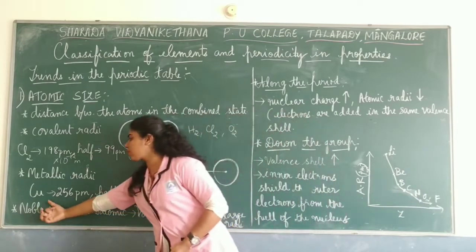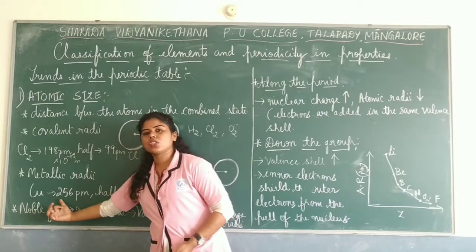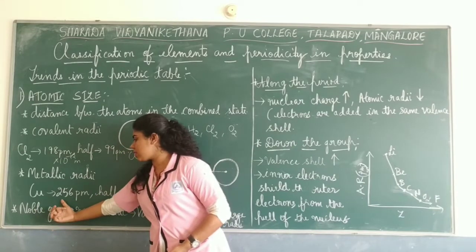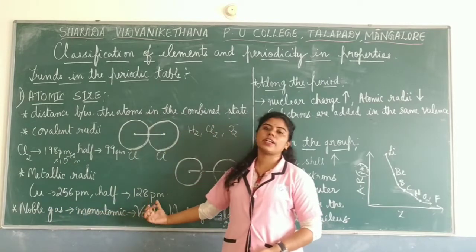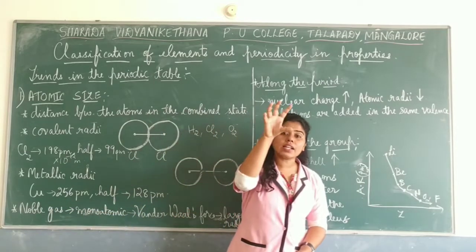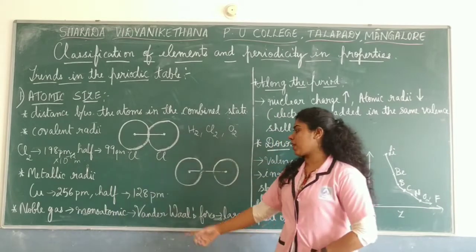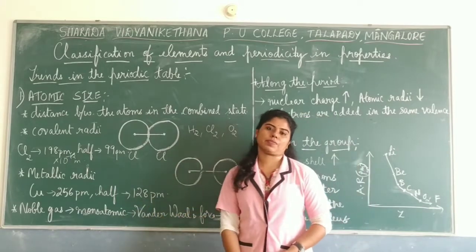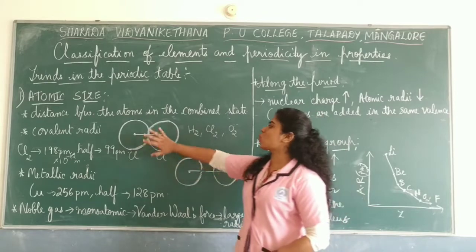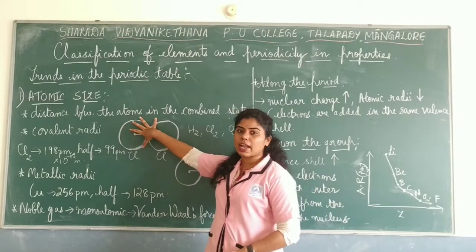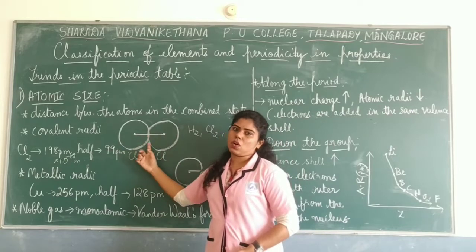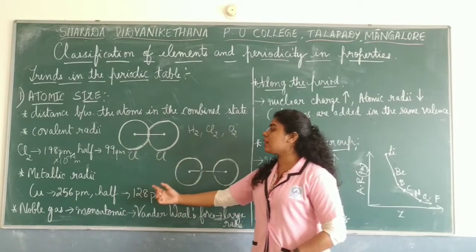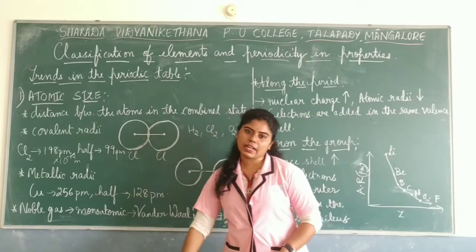For example, you have copper metal. The distance between the two adjacent atoms will be 256 picometer. But when you make half of it, you get the size of one single copper atom, which becomes 128 picometer. Very simple to understand. If it is covalently bonded, you call it covalent radii, by taking half of the distance between the two nuclei. Whereas in metals, it is metallic radii.